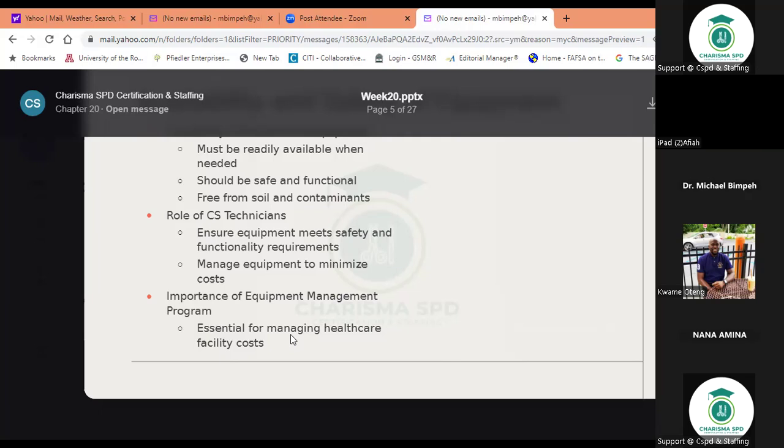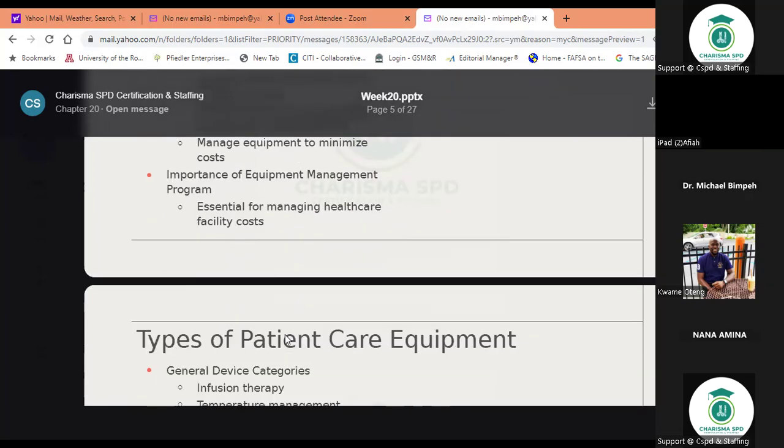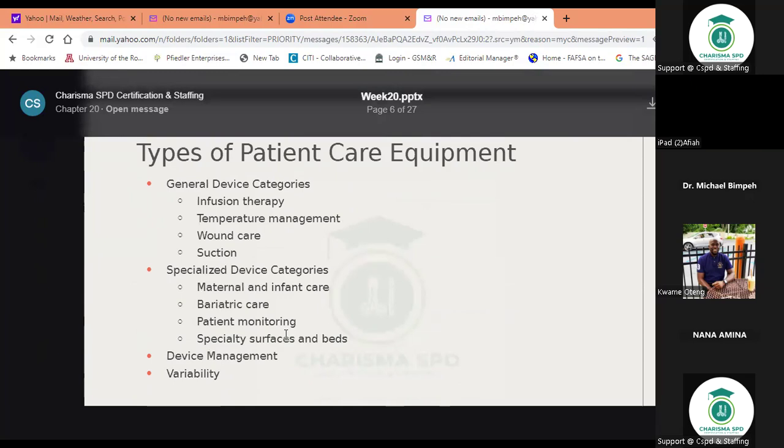Importance of equipment management program, essential for managing healthcare. You see, the goal is to bring down costs. So if instruments are getting damaged all the time, that is the problem. Now, types of patient care equipment, general device categories: infusion therapy, temperature management, wound care, suction. These are some of the things that we have. Yeah, these are the patient care. Normally, in fact, we just clean and disinfect them, wipe, and then we send them back.